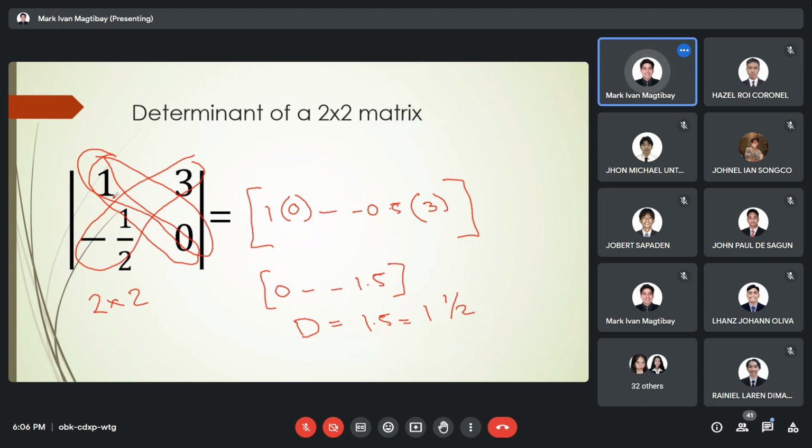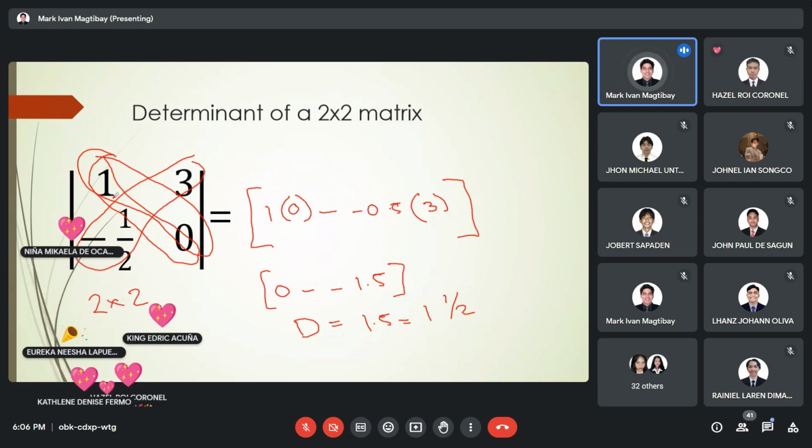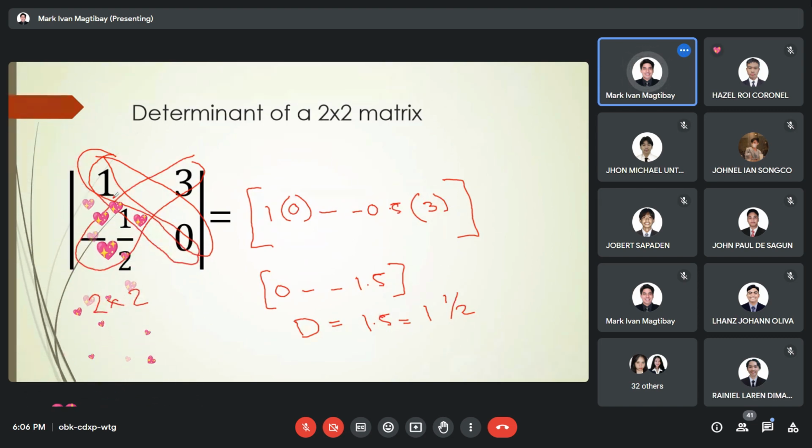Kaya pa ba? Kaya pa? Sige. Kaya pa. May 1 hour pa tayo.